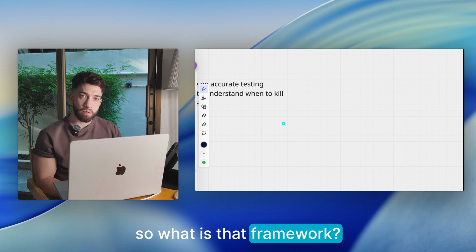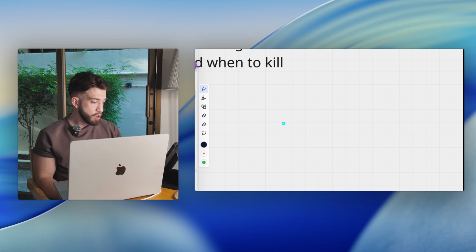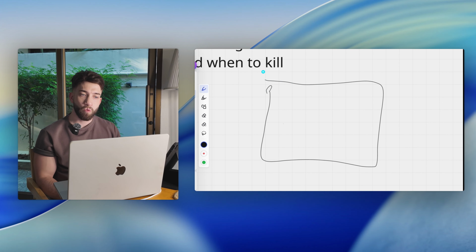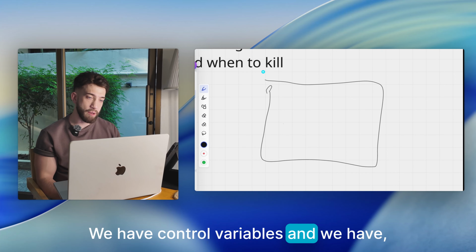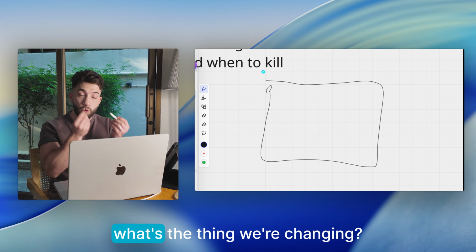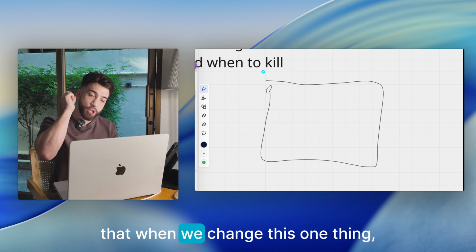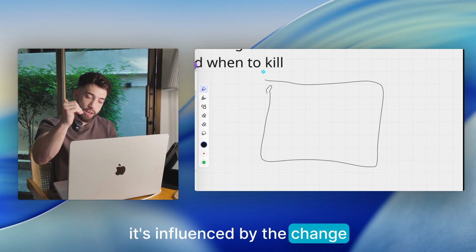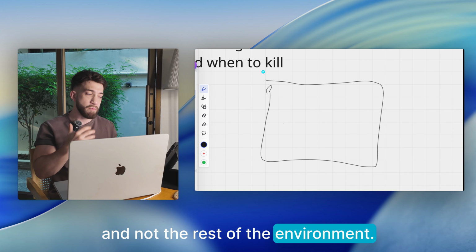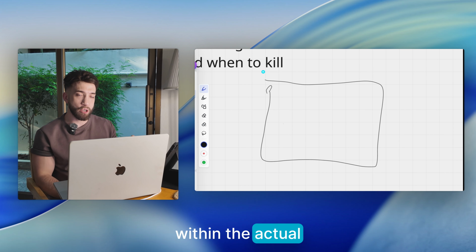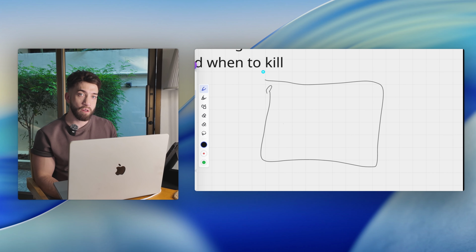So what is that framework? Well, when you have a science experiment, we have control variables, and we have what's the thing we're changing, what's the thing we're measuring, to make sure we understand that when we change this one thing, it's influenced by the change and not the rest of the environment, right? And so we want to try and do that as much as we can within the actual ad itself, right?